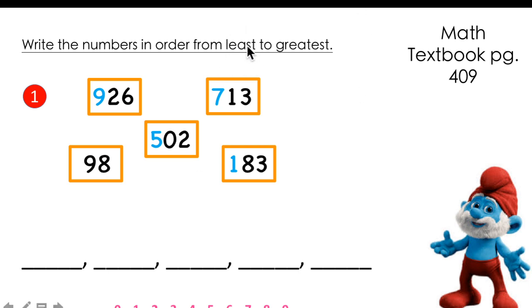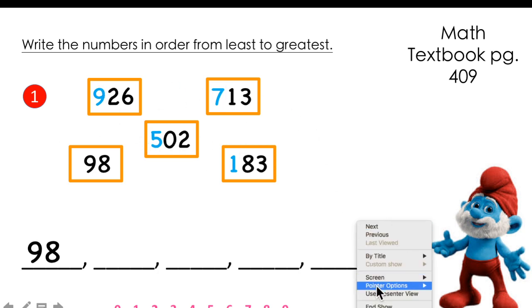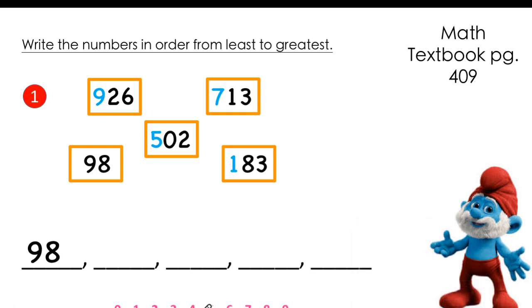So, which number is the least number? Remember what I told you? The number that has only 2 digits is smaller than the number that has 3 digits. That means 98 is the smallest number. Now, which number in the hundreds place is next in order from least to greatest? You can use the line here. We're going from least to greatest.